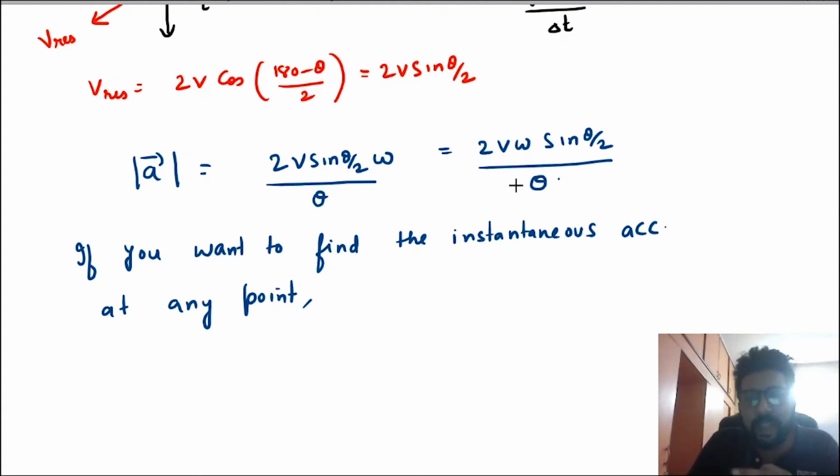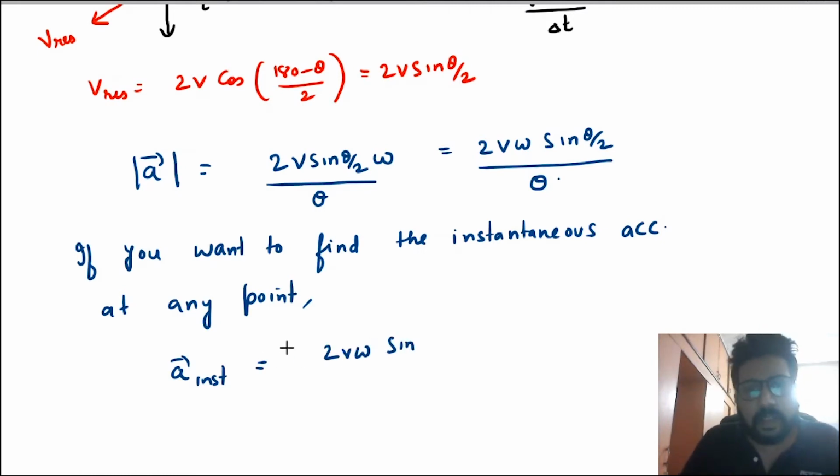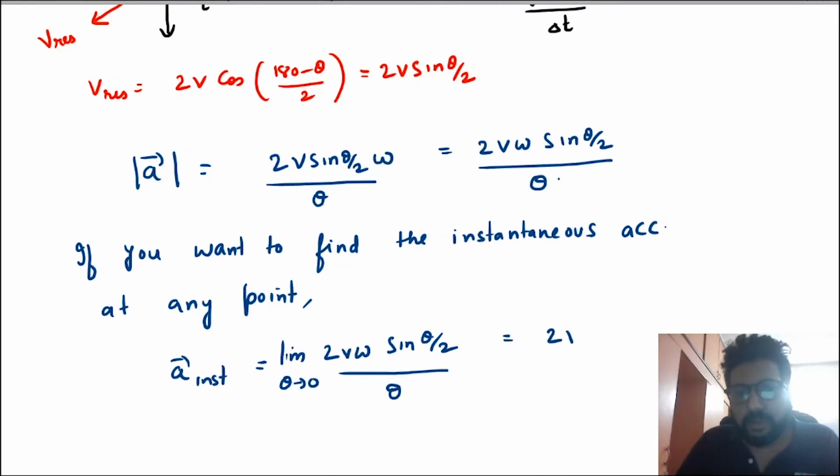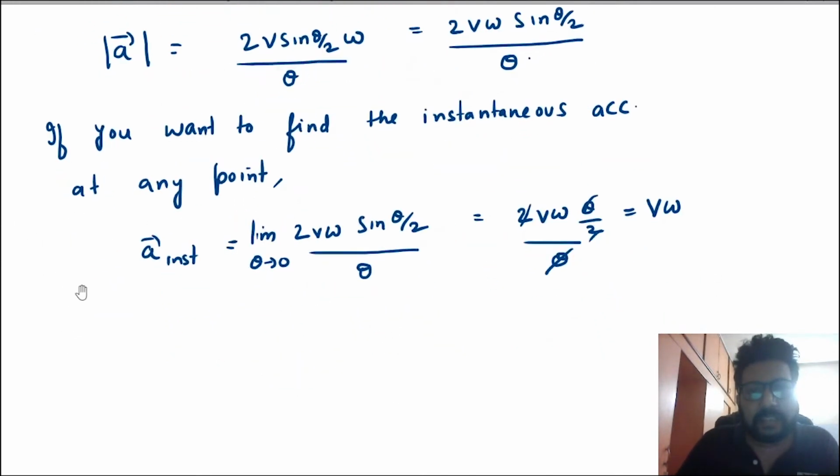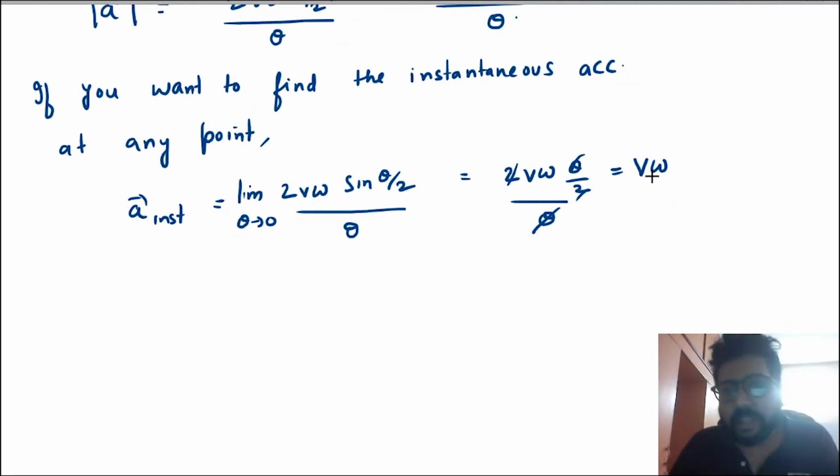Theta is very small, the angle rotated is very small. So you will say A instantaneous is equal to 2v omega times the limit as theta approaches 0 of sine(theta/2) divided by theta. Because theta is very small, sine theta can be written as theta, so sine(theta/2) can be written as theta/2, divided by theta. Theta cancels, 2 cancels. You will get the magnitude of instantaneous acceleration at any point is equal to v omega.